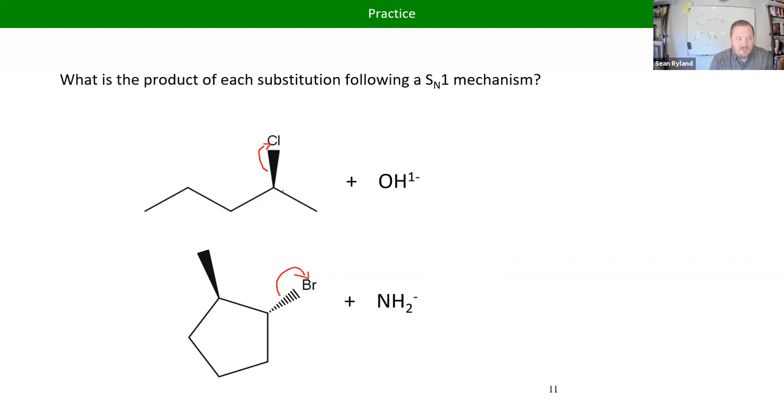It also means if we did this bottom reaction, we're going to wind up with a big variety of products. Some of the products are going to be the SN2 product, where you wind up with a cis product with the nitrogen and the methyl group being cis next to each other. Some of it is going to go through the SN1 mechanism, which will look like the nitrogen and the methyl on the same carbon.